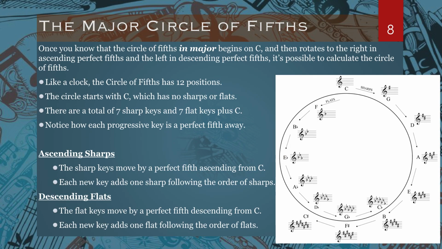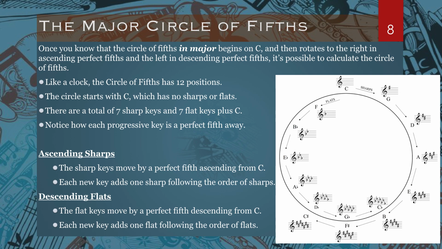So now we have 2 types of circle of fifths. There's a major circle of fifths and a minor circle of fifths. Often what you'll see is a major circle of fifths on the outside of a circle, and then they'll put a minor circle of fifths on the inside. But for now, we're going to put the sharps on the outside going to the right and the flats on the inside going to the left.